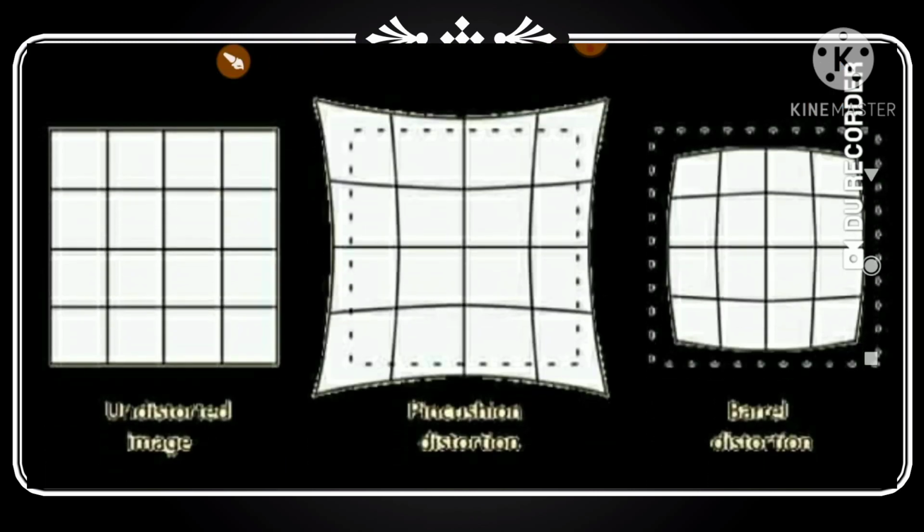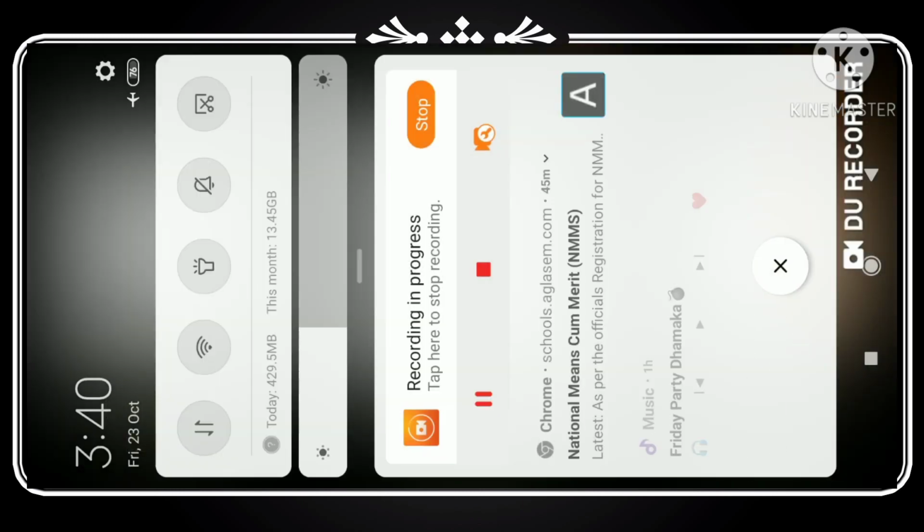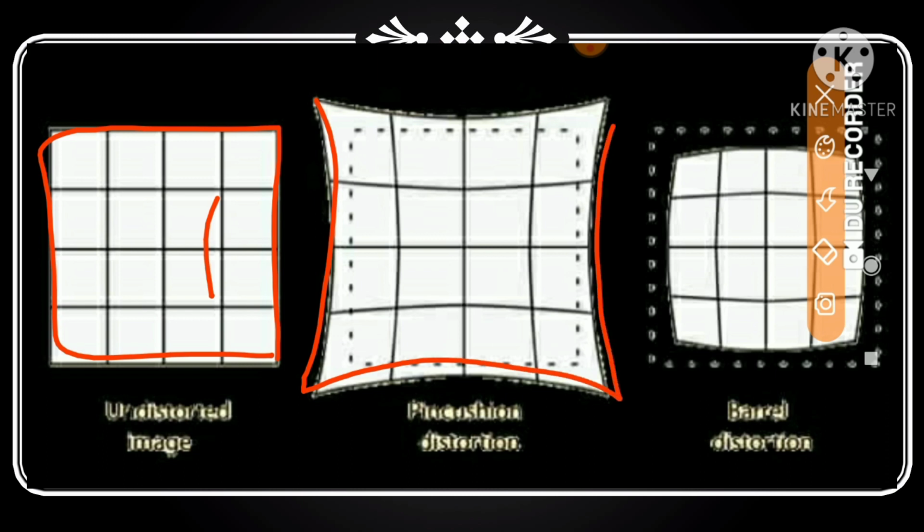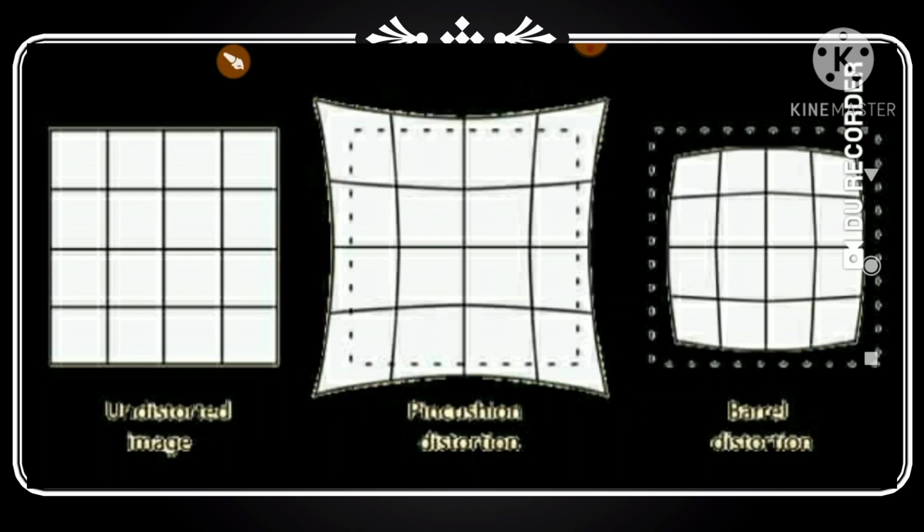The next one is distortion images. This is an undistorted image, a simple image. And this one is a pincushion image. By using defective lenses, if you see the image looking like this, then that is pincushion distortion. If by using defective lenses you see the image like this, then this is barrel distortion.